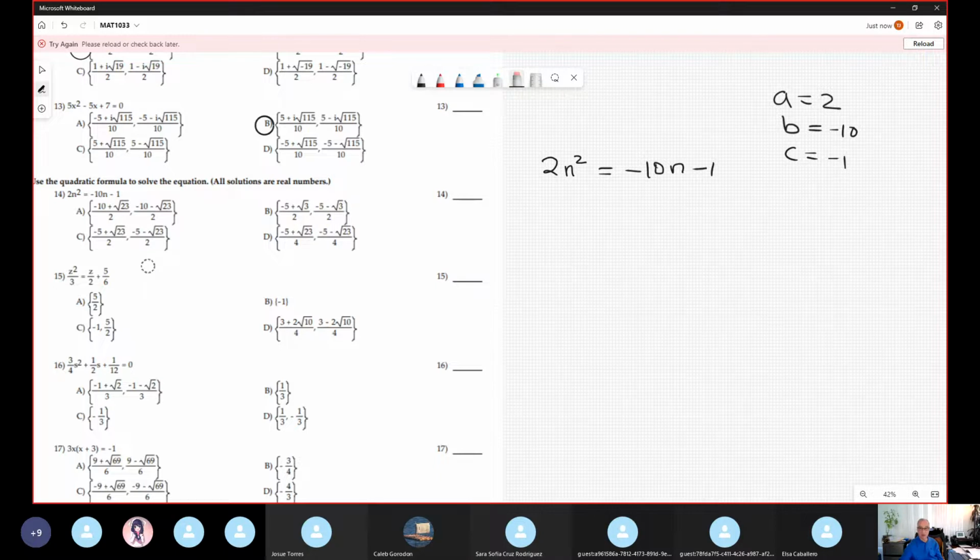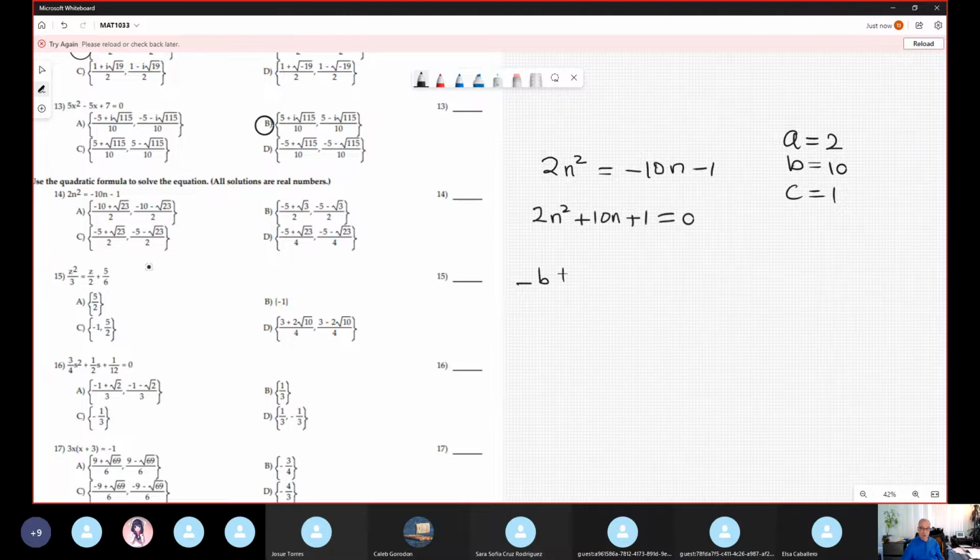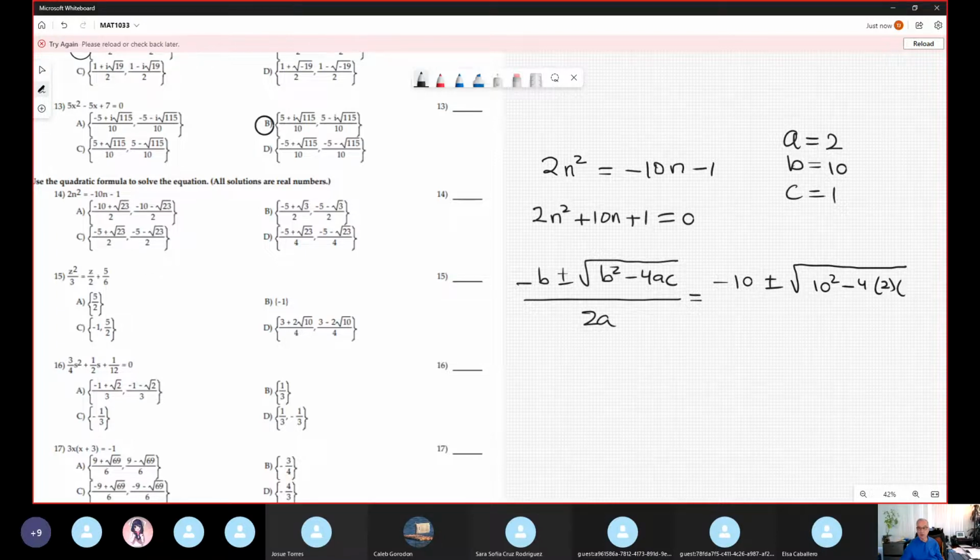It's important to understand that first of all, you need to organize in standard form. Move everything to the left or to the right. I prefer to the left: 2m squared plus 10m plus 1 equals 0. Now you see, wow, A is 2, B is 10 positive, and C is 1. All right? Okay, one more time, I copy my formula, because I need to memorize it, definitely. So it is substitution, plugging in. This is not minus 10. Plus or minus square root of 10 squared, that is B squared, minus 4 multiplied by 2 multiplied by 1, divided by 2 times 2.